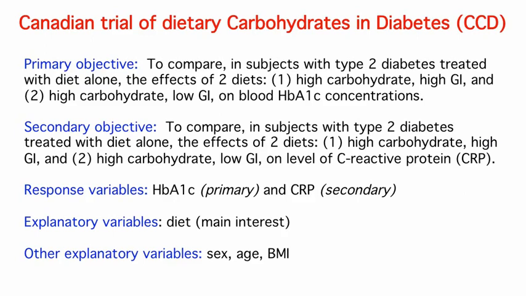As a secondary investigation, we're also interested in the risk of heart disease. So we'll also compare the level of C-reactive protein, or CRP, which is a marker of the risk of heart disease, between our two diet groups. And we'll be collecting the following measurements on our subjects: their level of HbA1c and of CRP, and for explanatory variables, the diet that they're on, high GI or low GI, and their sex, age, and BMI, or body mass index.